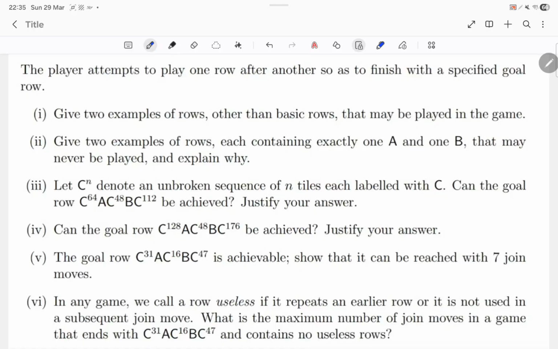Part 4. Can the goal row C128, A C48, B C176 be achieved? Justify your answer. Part 5. The goal row C31, A C16, B C47 is achievable. Show that it can be reached with 7 join moves.